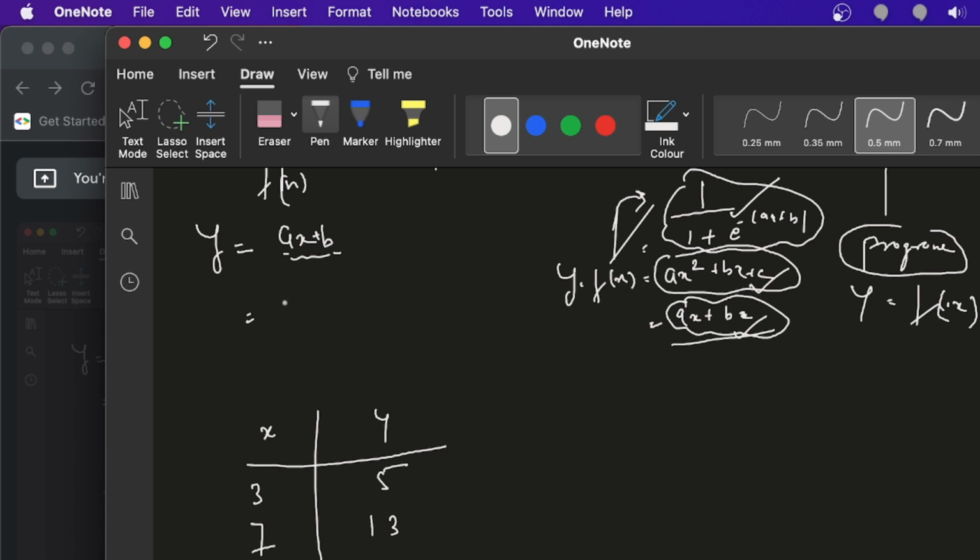It means that when you choose this model, this function must validate this equation. Here you see y is equal to ax plus b. If you follow this equation for this data, how are we going to decide a and b?